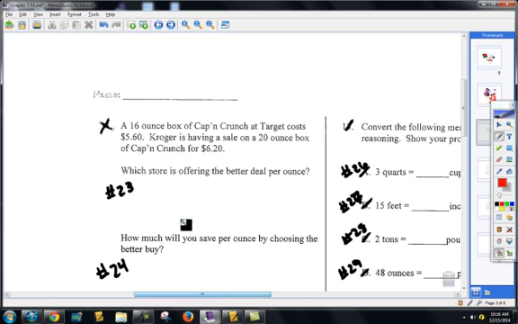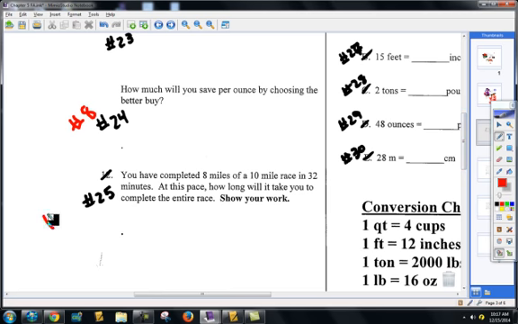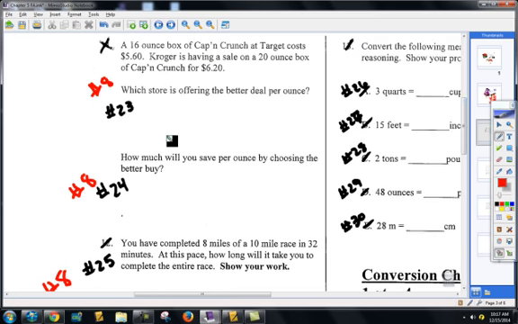Okay, here we go. The rest, these next 3 here are all worth 1, and they're all learning target number 8. All worth 1 and all learning target number 8. Okay. Which store is offering the better deal? Well, it kind of says per ounce, so it basically makes it very easy on you.